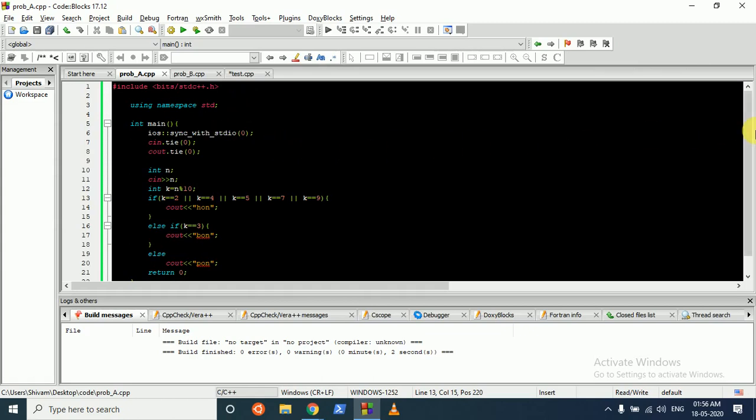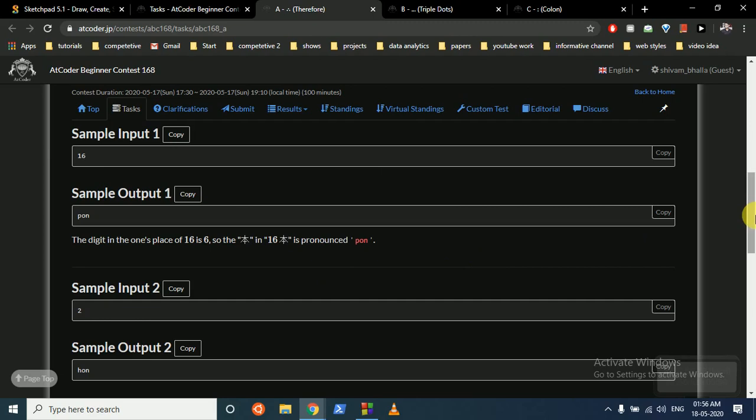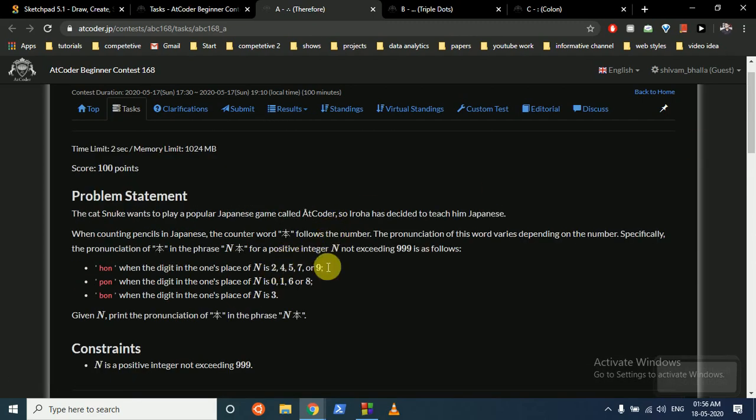So if I move to the code now, you can take input of the number, mod it with 10, then find out if it is in this set of numbers, print "hon". If it is 3, then "bon", else "pon". I have done this because I don't have to write more numbers, so it will be more convenient for me. I hope you understand, because it is either this case or this or this. Okay, so this is the first question.